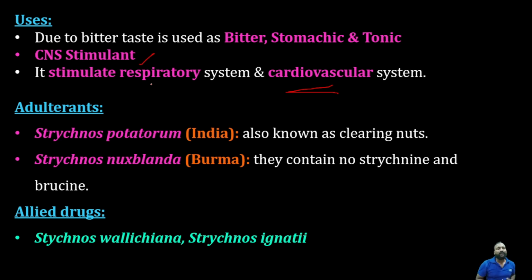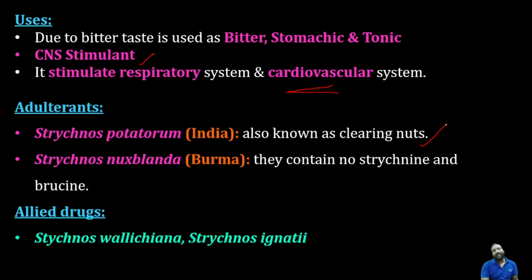Coming to the adulterants or substituents: Strychnos potatorum, in India also known as clearing nut, closely resembles nux-vomica. So in India, Strychnos potatorum is the drug people used to substitute for nux-vomica. And another species is available in Burma. It doesn't contain any strychnine or brucine.